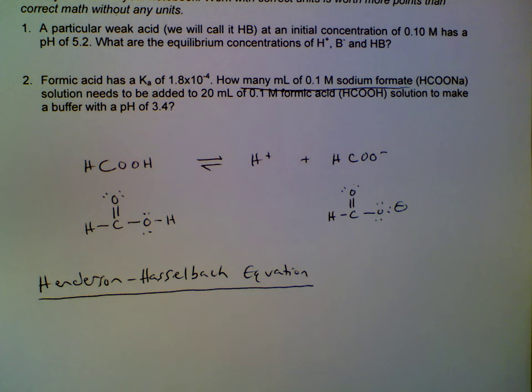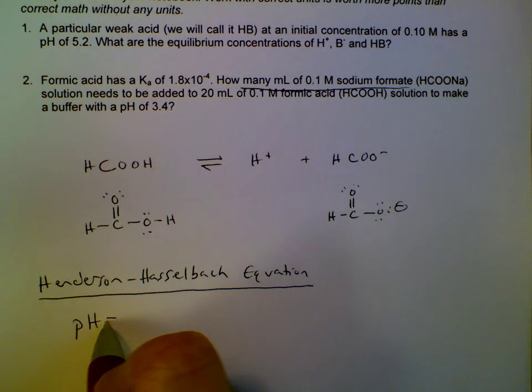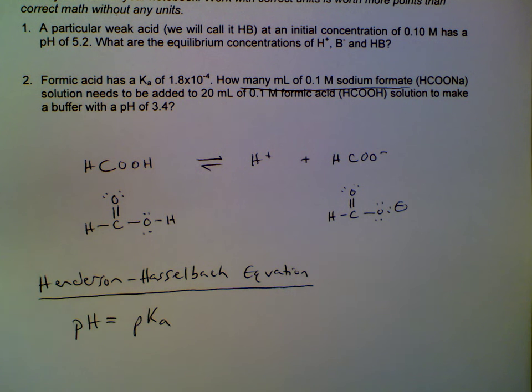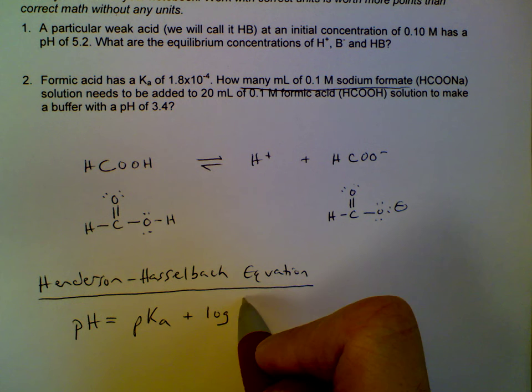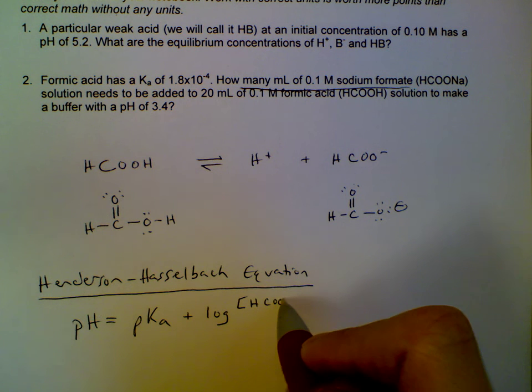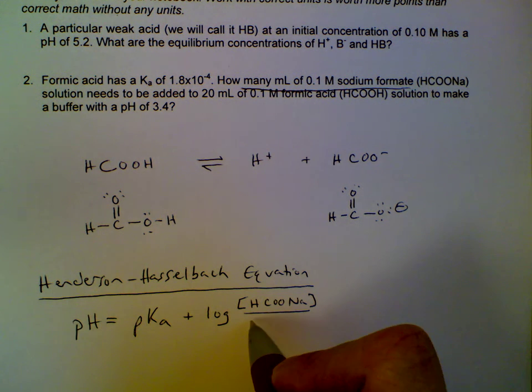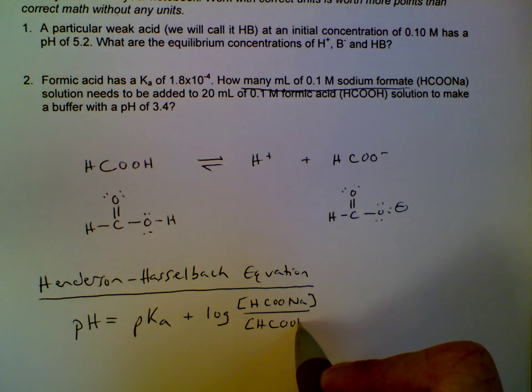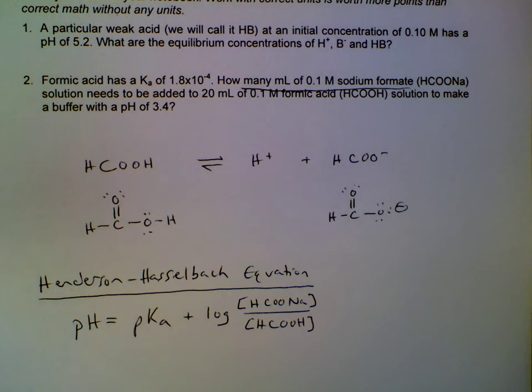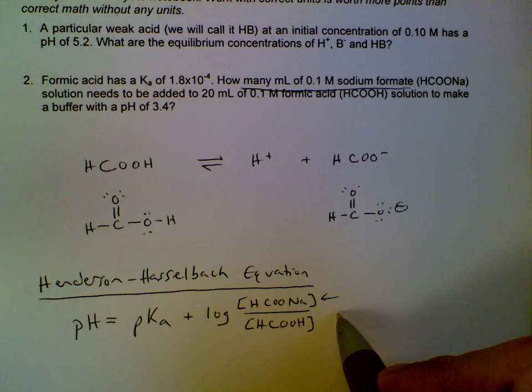The Henderson-Hasselbalch equation is the basic equation that you're going to use when you're calculating the pH of buffers. And we don't need to know the pH in this case. We'll be using it to solve for the volume of sodium formate, but the formula is going to look like this. pH of the buffer will be equal to the pKa of the acid plus the log of the concentration of the base, which in our case is HCOONa, over HCOOH, the concentration of the acid. And both of these are at equilibrium.